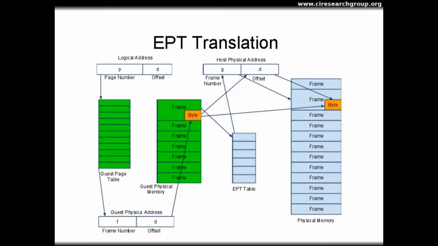Once this translation is performed, the physical memory address is generated by combining G and D, where D is the original unchanged offset into the page. It is important to note that this entire process is performed by the CPU without switching to the host OS or hypervisor.